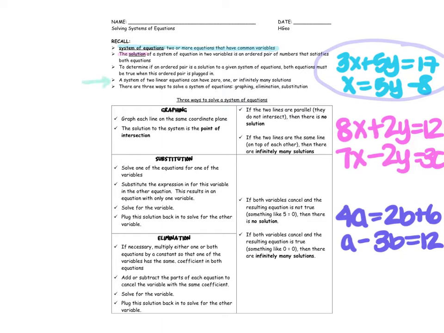A system of two linear equations can have 0, 1, or infinitely many solutions. There are three ways to solve a system of equations. We can solve a system of equations by graphing, by elimination, or by substitution. And so I'll talk about one, none, and infinitely many solutions as we get into some examples.